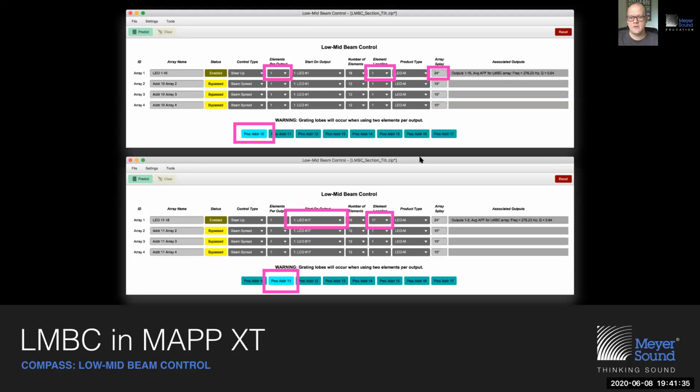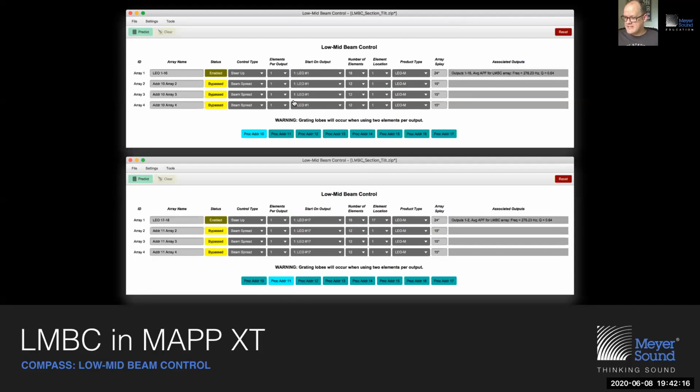galaxy devices. In all instances, we're using Leo. That much is clear. Of course, the array splay should be identical. That is clear. Same number of elements. That is clear. But in the upper solution, the top element lives on output 1 and then all the way down to 16. Whereas on the second galaxy, it's only the second to last loudspeaker and the last loudspeaker that live on output 1 and 2. All of this is, of course, also documented on the Meyer Sound website. That is how you can span LMBC across multiple galaxy devices.